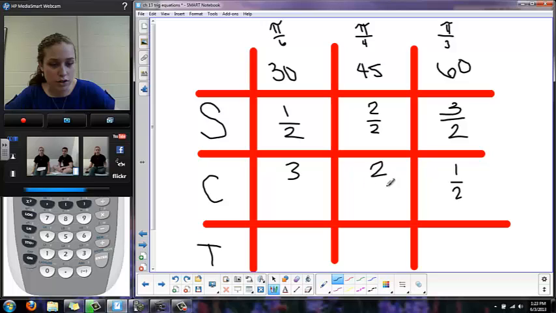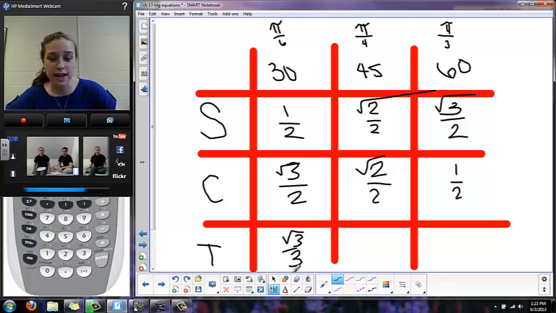Now, tangent is the one that's hard. It's the one that you have to sort of memorize on your own, which is unfortunate. There's really no other good way of memorizing this. This is radical 3 over 3. And then I say, oh, okay, radical 3 over 3 kind of looks like it would be a 1. But it's not a 1 just because there's a radical 3 in the denominator. That's how I remember it, but you can do whatever you want.